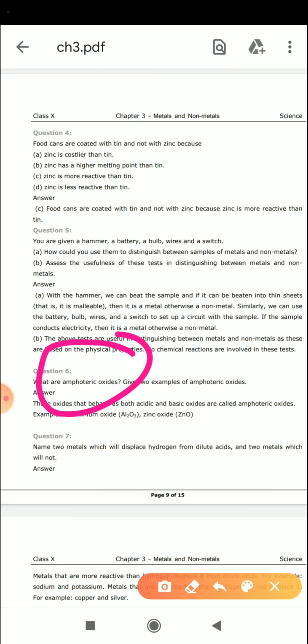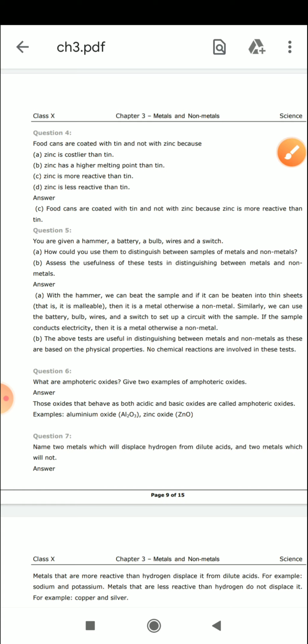Okay, fine. So what is an amphoteric oxide? The oxide that behaves as both acid and base is called an amphoteric oxide. And what are the examples? Oxides of aluminium and oxides of zinc are amphoteric oxides. Hope this is clear to you. Otherwise, metallic oxides are basic in nature and non-metallic oxides are acidic in nature.